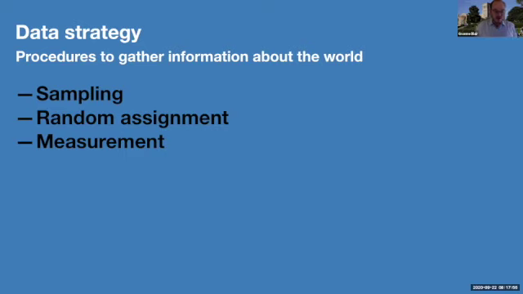The third piece of it is measurement. So once we've selected units and we've possibly assigned them to different treatment conditions, then we're going to conduct some measurement. This might be conducting a survey. This might be collecting administrative data. What is the procedure that we use to get outcome measurements from the units that were assigned into the study? So that's our data strategy. That's all of our interventions out in the world to cause data to appear on our computer.